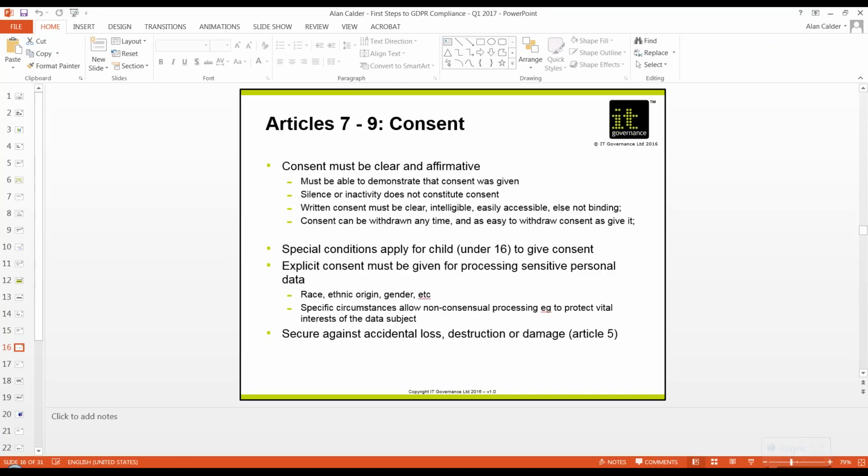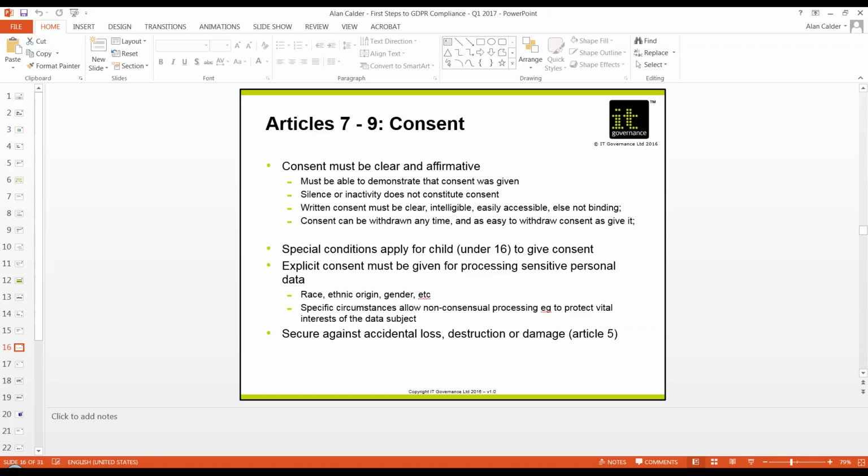Consent has to be clear and affirmative, and you must be able to demonstrate that you were given consent in a way that was clear and affirmative. If it's in writing, it needs to be clear and intelligible. The fair processing notice needs to be easily accessible. If it's not, then the consent that you think you've been given will not be binding.